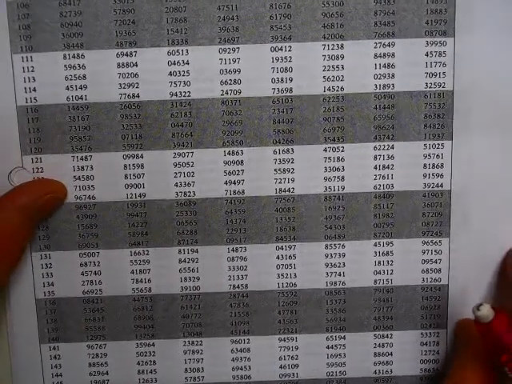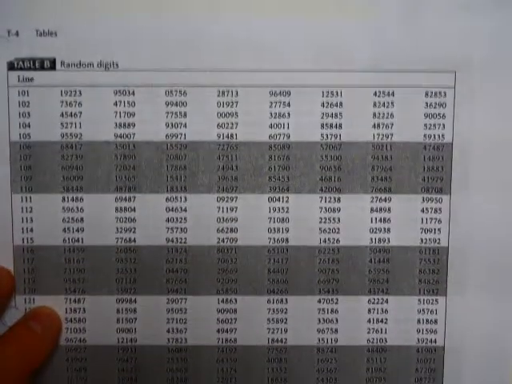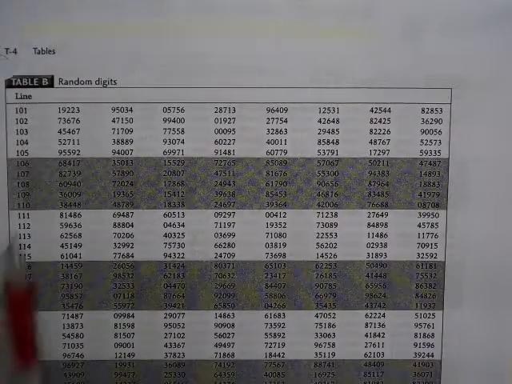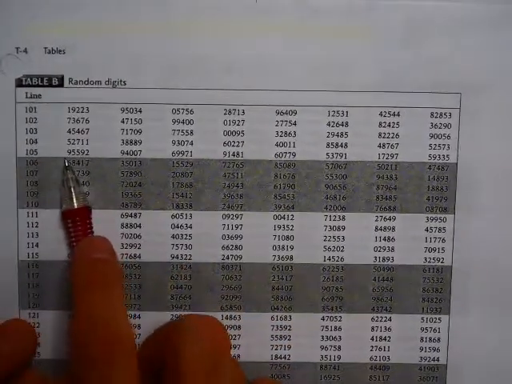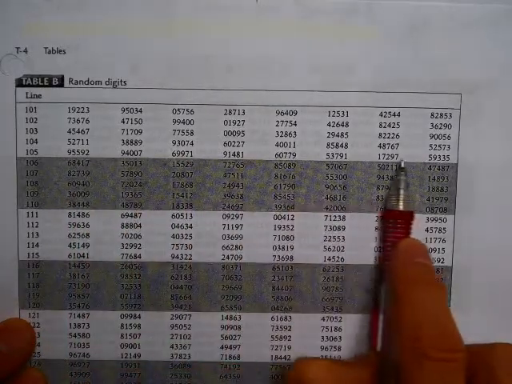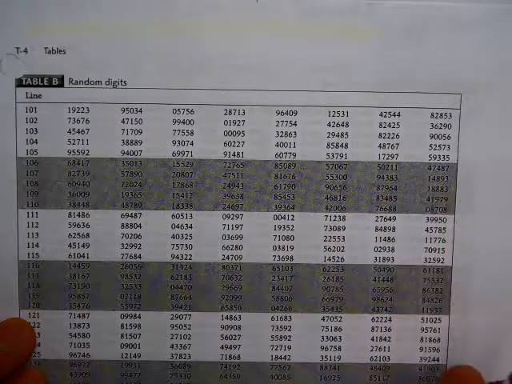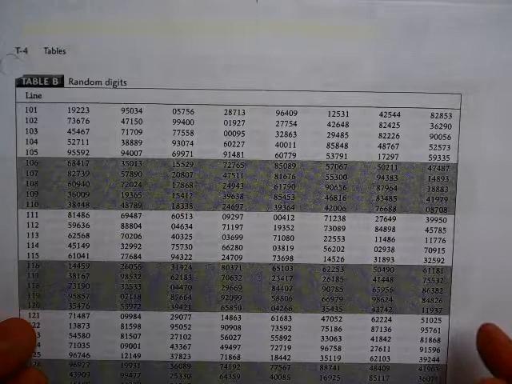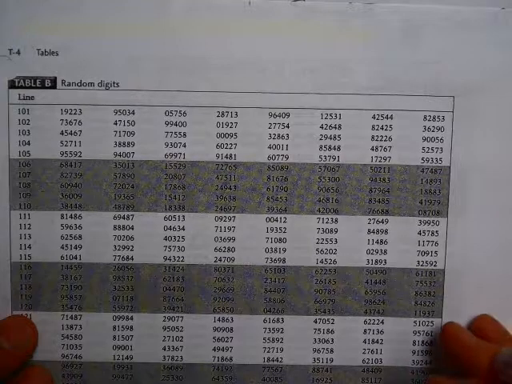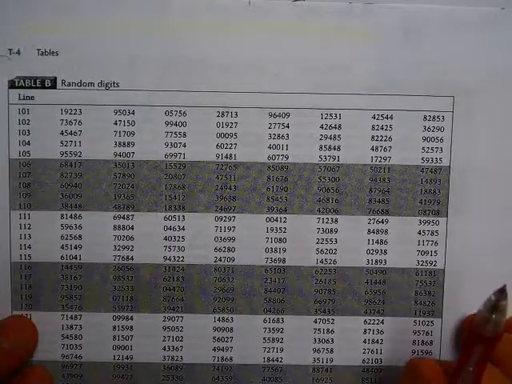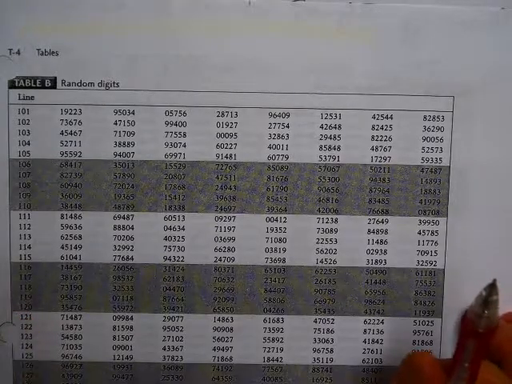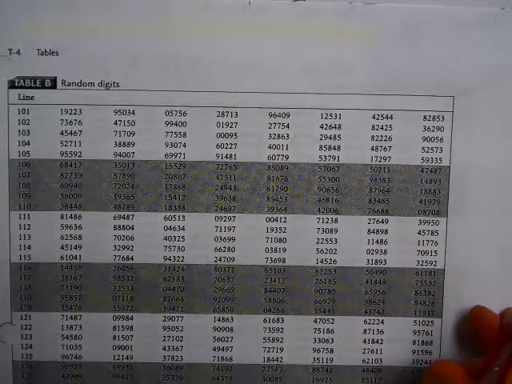It says go to line 105. And what we have here is line numbers, and then these are just simply random digits. My guess is somebody somewhere in history sat around with a 10-sided die and just started rolling numbers and writing them down. Most likely not computer generated because computers don't truly generate random numbers. They try. They do an okay job, but there's oftentimes some lack of randomness too. Is my understanding. I'm not a computer genius, but what I've been told.